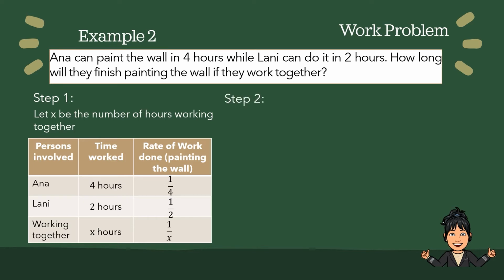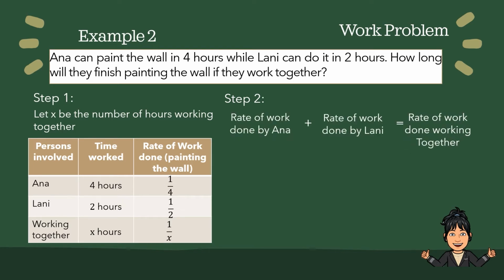Step 2. Write an equation to represent the relationships among the given and the unknowns. So the formula that we are going to use is rate of work done by Anna plus rate of work done by Lani equals rate of work done working together. Substituting, the rate of work done by Anna is 1/4. The rate of work done by Lani is 1/2. And the rate of work done working together is 1/x. So, we have 1/4 plus 1/2 equals 1/x.